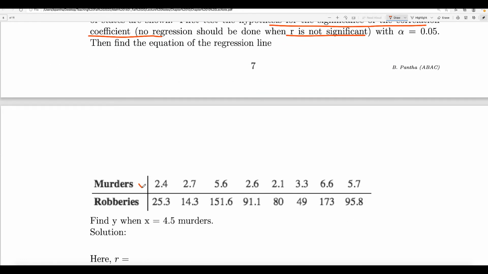The murders, let's say x, and robberies, let's say y. Does the number of robberies depend on the number of murders or not? That's what we are going to test. And it also says find y when x equals 4.5. Look at that, there is no 4.5 given for x, right? But we will use y equals a plus bx; we'll find a and b using the calculator, and plug in x equals 4.5 to find y.